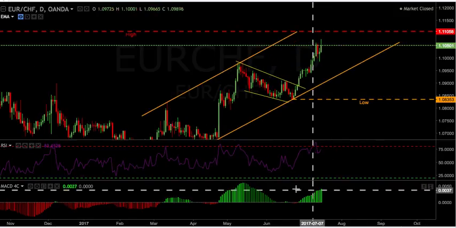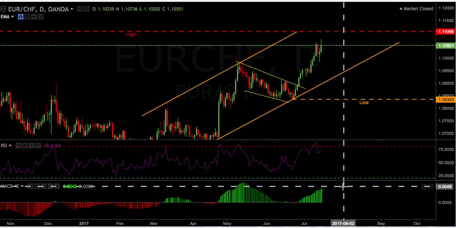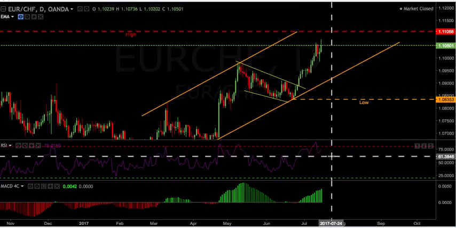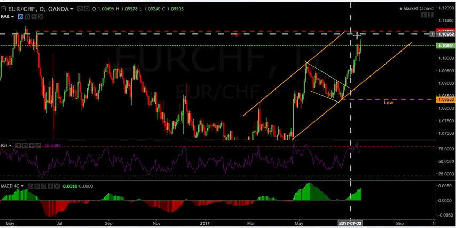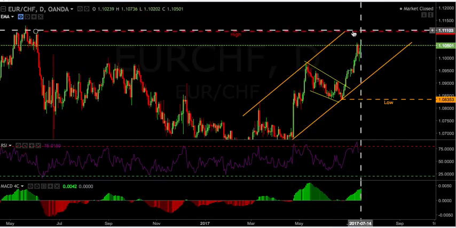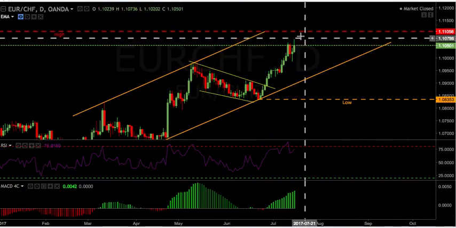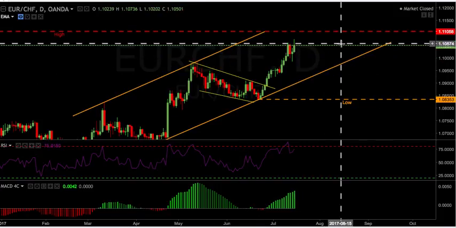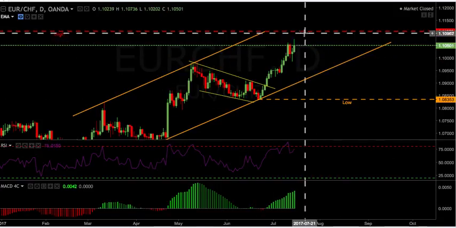As you can see right here on the daily, we have MACD divergence. We just bounced out of 80, coming back down. So price is coming into an area of a recent high. So I'm expecting price to reverse soon, and it's in an ascending channel, which should break down.